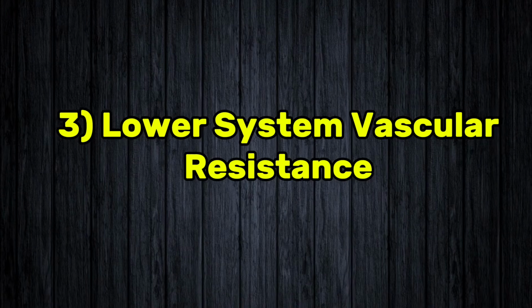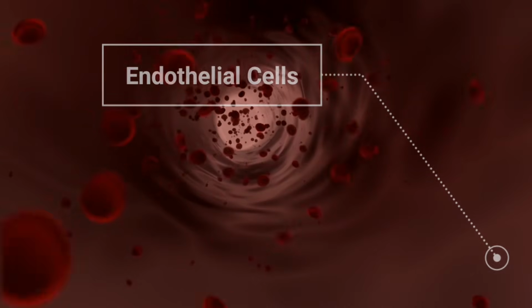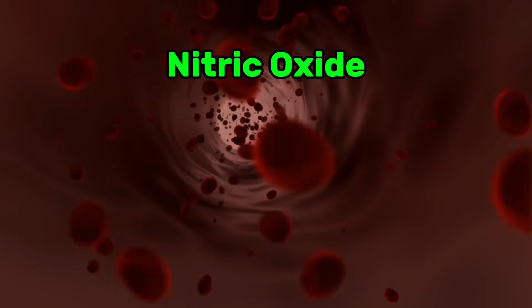Third is lower systemic vascular resistance. Pulsatile perfusion increases shear stress on the endothelial cells lining the vessels, which activates endothelial cells to release vasodilator molecules, such as nitric oxide, which maintains the normal vascular tone.